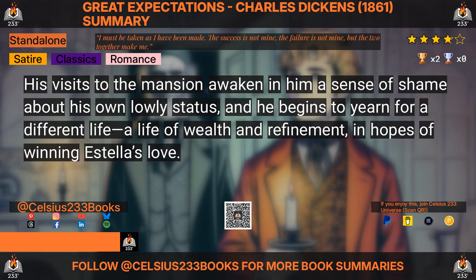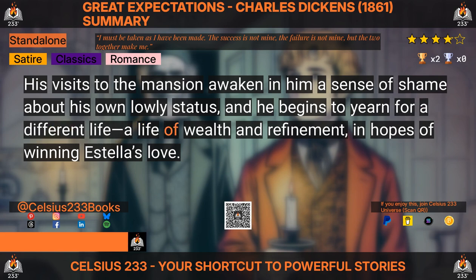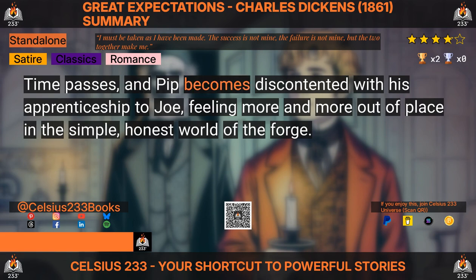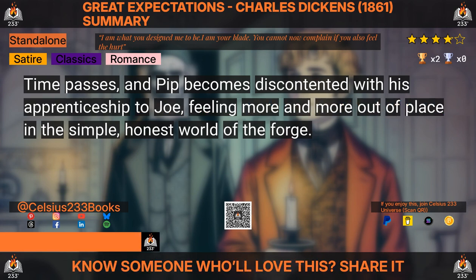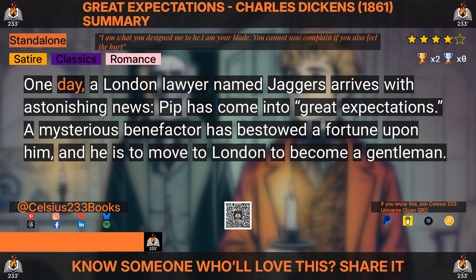Estella, raised to break men's hearts, treats Pip with disdain, but despite this, Pip falls desperately in love with her. His visits to the mansion awaken in him a sense of shame about his own lowly status, and he begins to yearn for a different life, a life of wealth and refinement, in hopes of winning Estella's love. Time passes, and Pip becomes discontented with his apprenticeship to Joe, feeling more and more out of place in the simple, honest world of the forge.